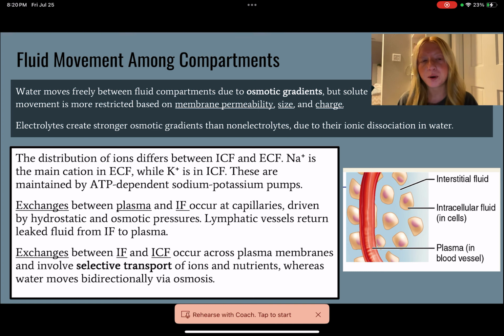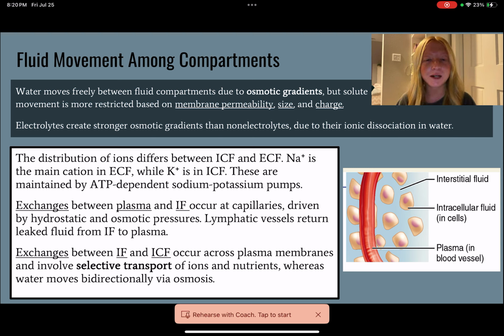Fluid movement along compartments. Water moves freely between fluid compartments because of the osmotic gradient, but solute movement is more restricted, and this is based on membrane permeability, charge, and size. Electrolytes create stronger osmotic gradients than non-electrolytes due to their ionic dissociation. The distribution of ions differs between intracellular fluids and extracellular fluids. Sodium is the main cation in extracellular fluids, while potassium is in intracellular fluids. These are maintained by ATP-dependent sodium-potassium pumps.